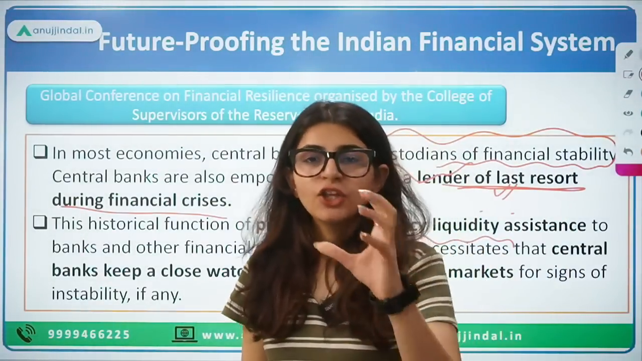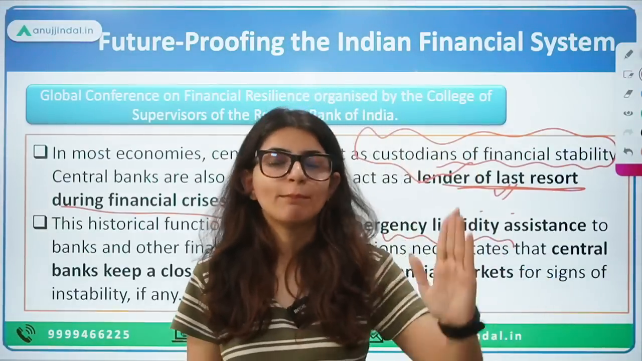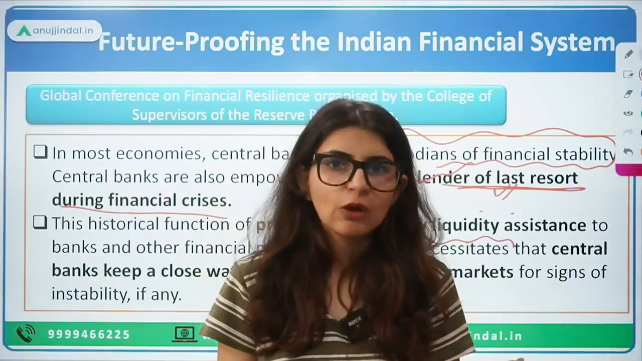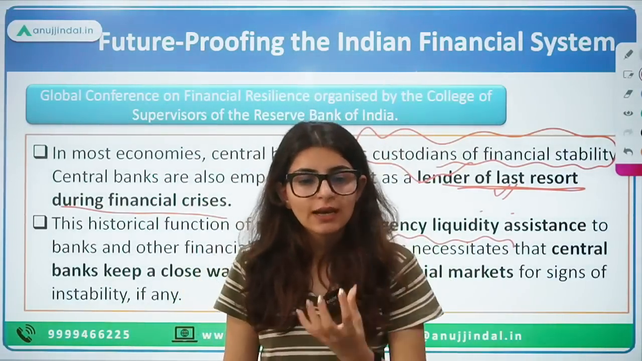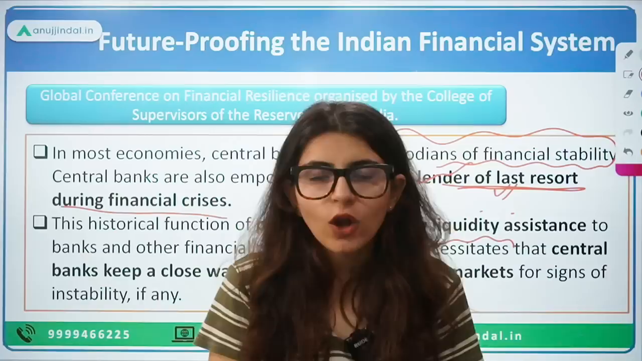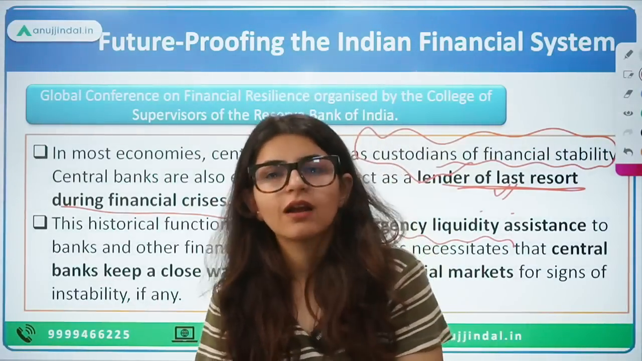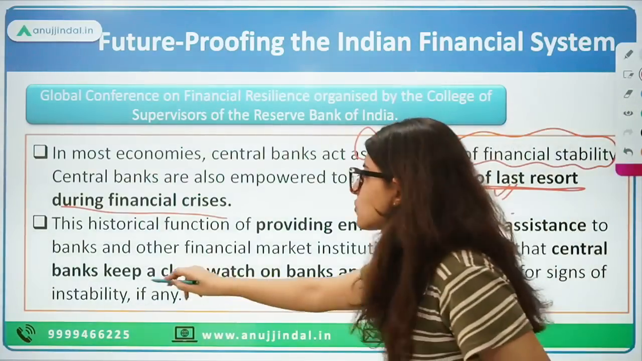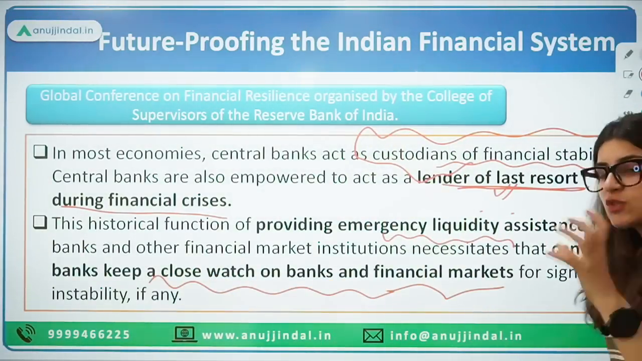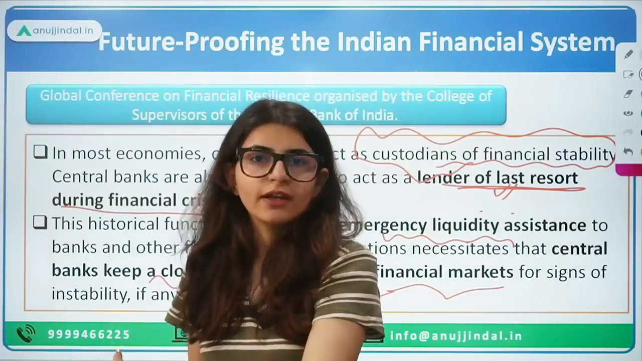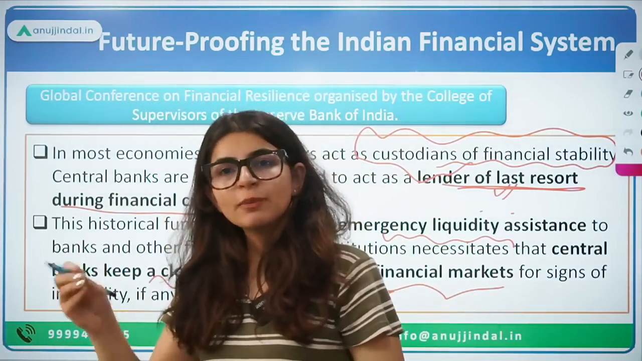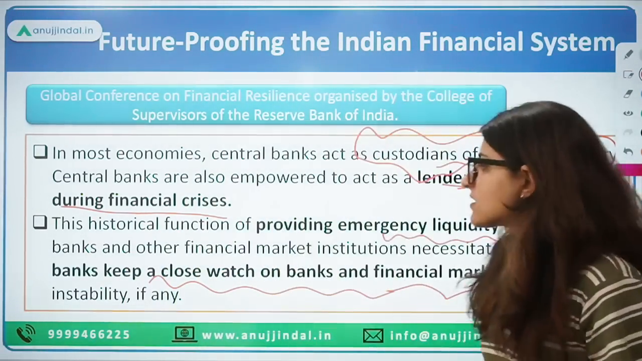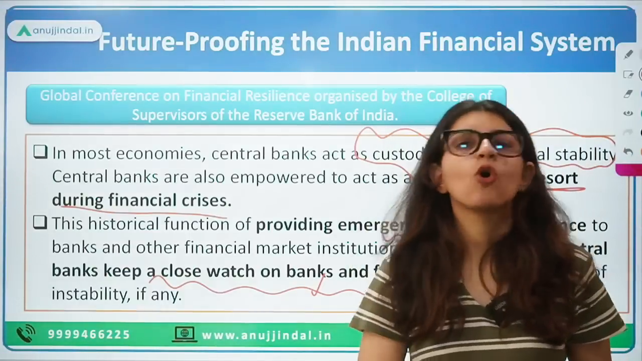Ab kya hota hai, when you are giving emergency liquidity assistance to a bank, it means that the bank is unable to perform on their own. That is why they need emergency liquidity. Aur agar aap kisi ko emergency liquidity dete ho, you always have a check on their accounts, on their functioning. So similarly, ye baat kari hai. Then RBI keeps a close watch on banks and the financial markets. Because when you are giving emergency liquidity to any bank or any financial institute, it means that they are not performing well. And it means that the central bank has to keep a close watch on these banks or on the financial market.